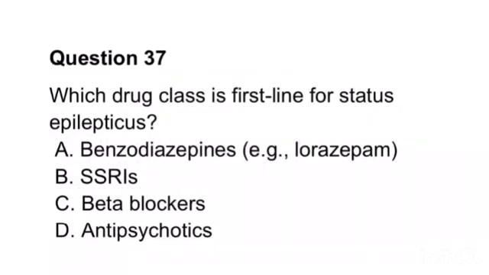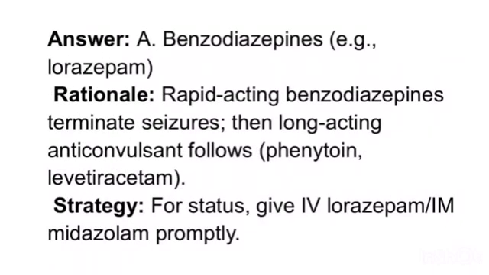Question 37. Which drug class is first line for status epilepticus? A. Benzodiazepines, e.g., lorazepam. B. SSRIs. C. Beta blockers. D. Antipsychotics. Answer: A. Benzodiazepines, e.g., lorazepam. Rationale: rapid-acting benzodiazepines terminate seizures, then long-acting anticonvulsant follows, phenytoin, levetiracetam. Strategy: for status, give IV lorazepam/IM midazolam promptly.